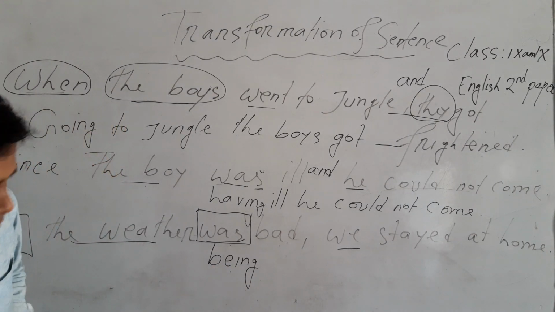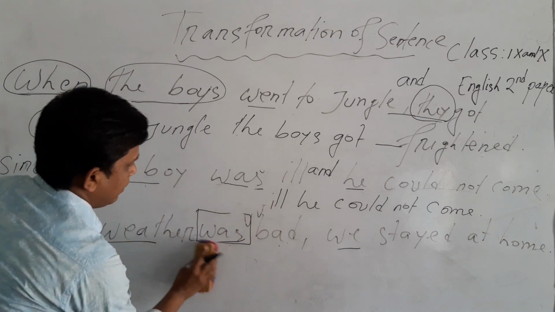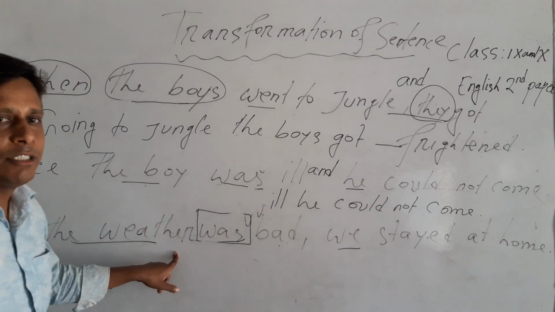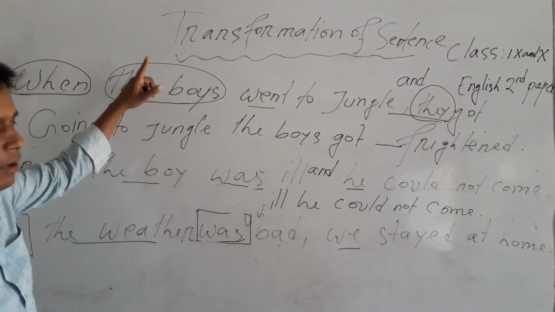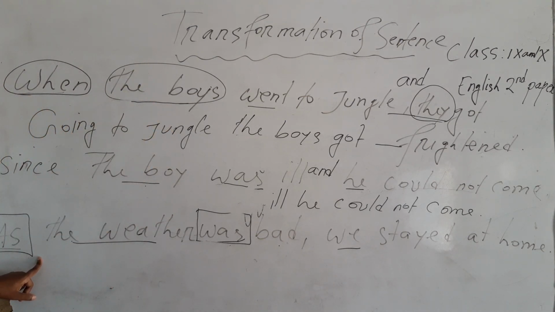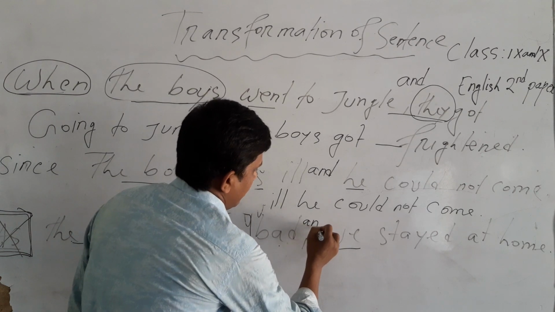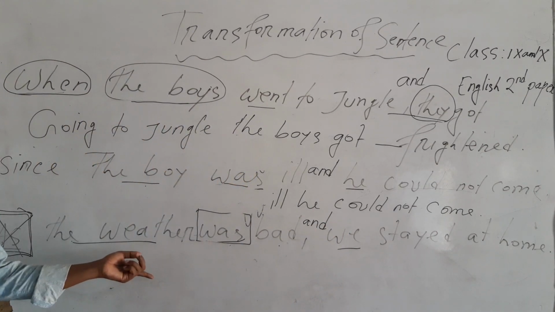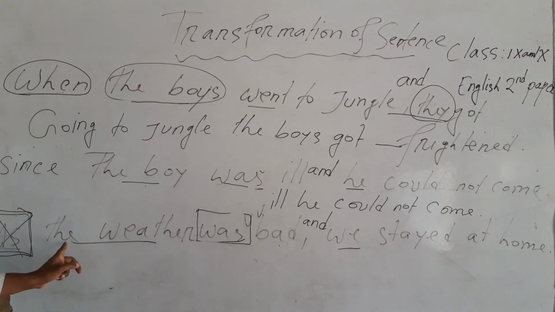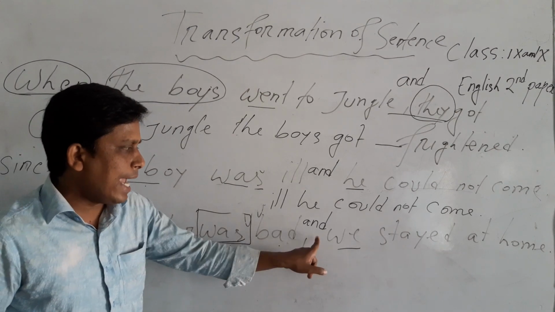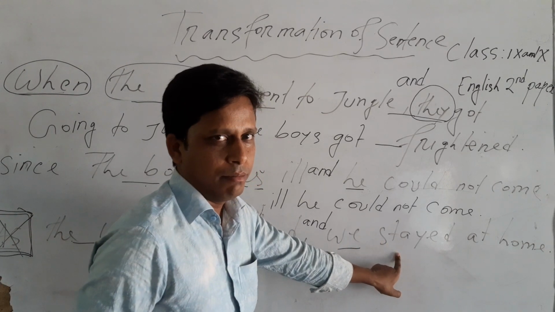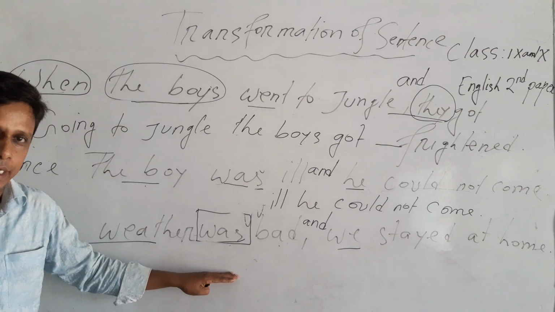Now, how can we transform this one into compound? This is also very easy, as we have no opportunity to write the word "as" in compound. So we will erase this word and use "and" instead of the comma. Now this is a compound sentence. What is the answer? The weather was bad and we stayed at home. This is a compound sentence.